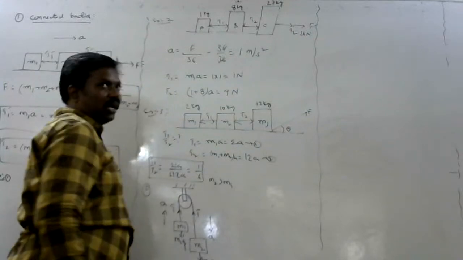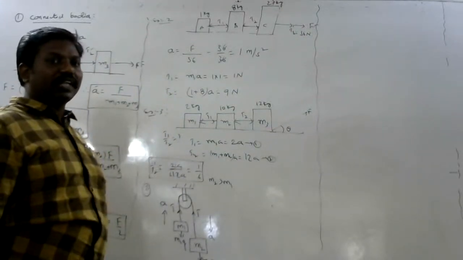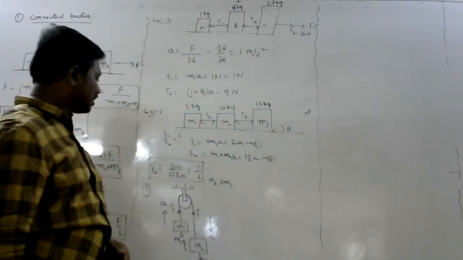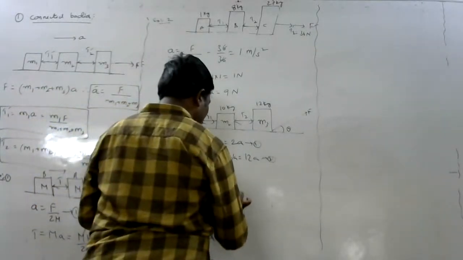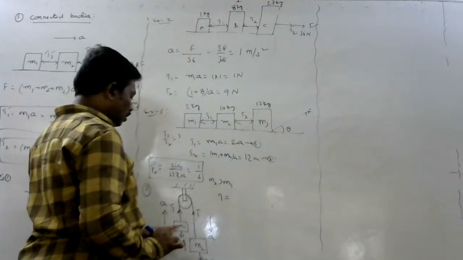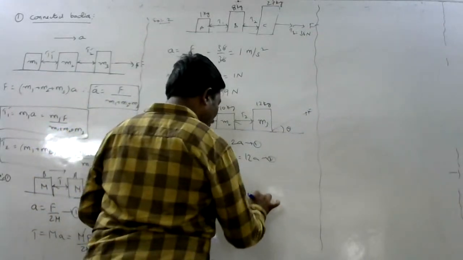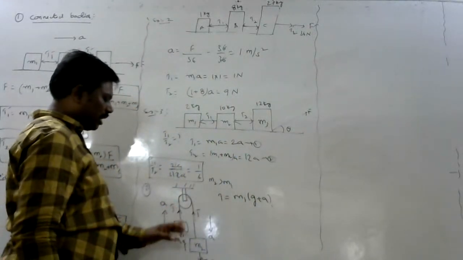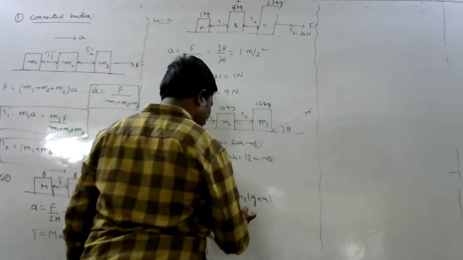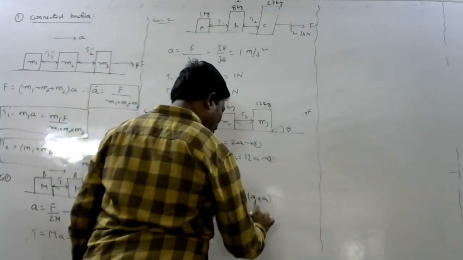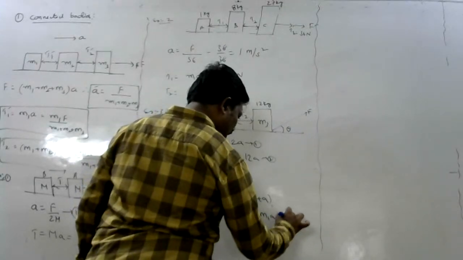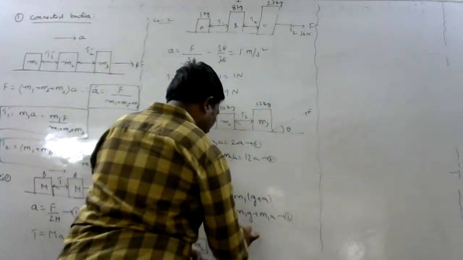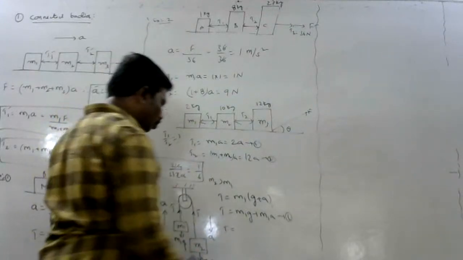In that case, a body moving upwards with acceleration will be taken as g plus a, and downwards g minus a. So from this diagram, tension T is equal to m1 into g plus a. From this equation, T is equal to m1g plus m1a. This is equation 1.